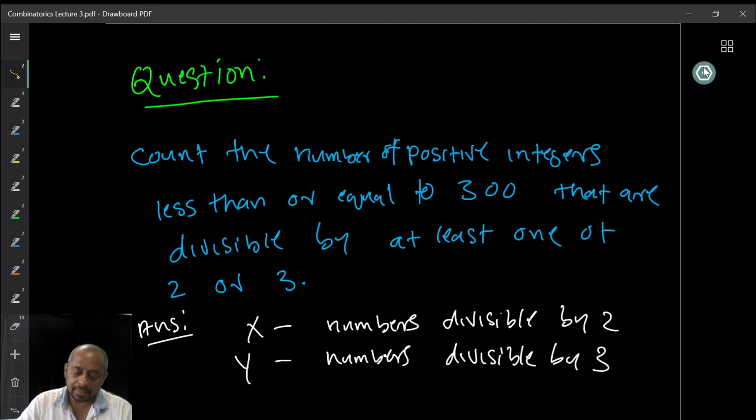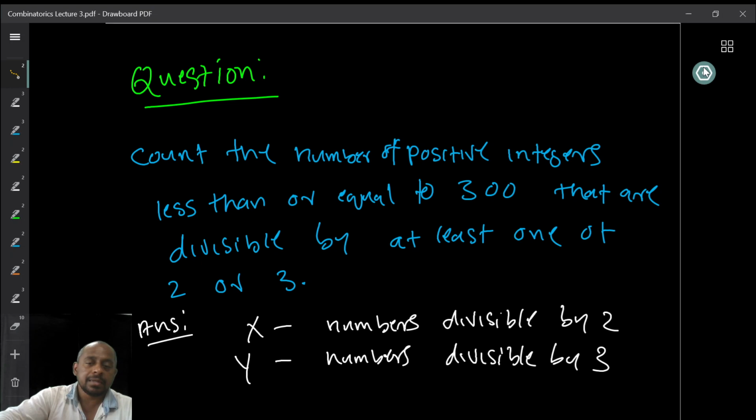Let us say that x is the set of numbers divisible by 2 and y is the set of numbers divisible by 3. Now, one way we can do this is to ask: what is the cardinality of x? Well, since every alternate number is divisible by 2, we have exactly 150 numbers. And similarly, every third number is divisible by 3, so there are 100 numbers.